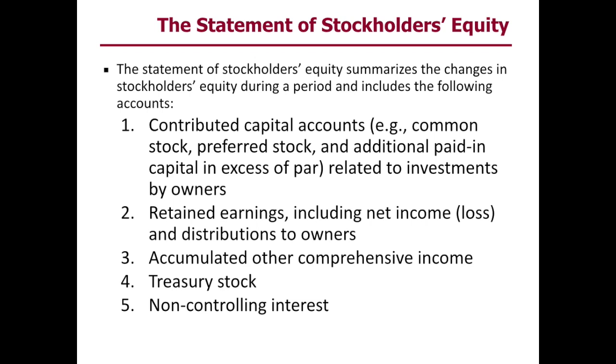Also, retained earnings. We know that your net income increases retained earnings, it's closed to retained earnings, and net loss would decrease retained earnings. And any distribution to owners, for example, dividends, would also decrease your retained earnings. Then we have accumulated other comprehensive income, which we'll talk a little bit about in a minute. Treasury stock, which is the stock that's bought back by the company, so it's no longer outstanding. And then any non-controlling interest that the company has in other entities.